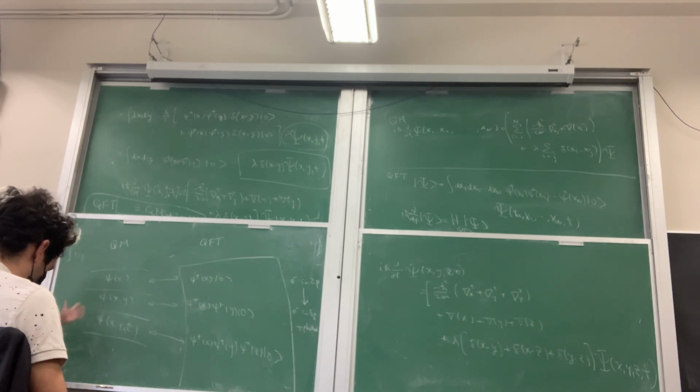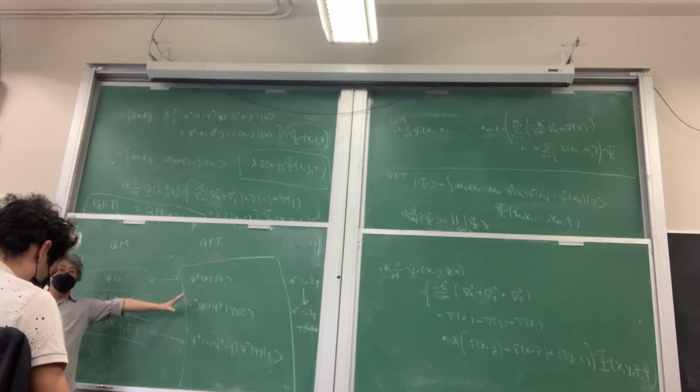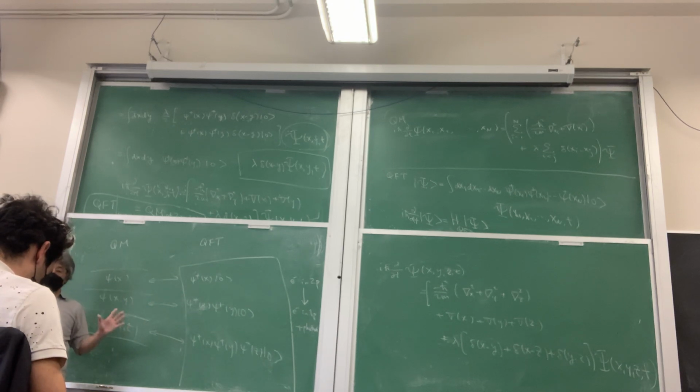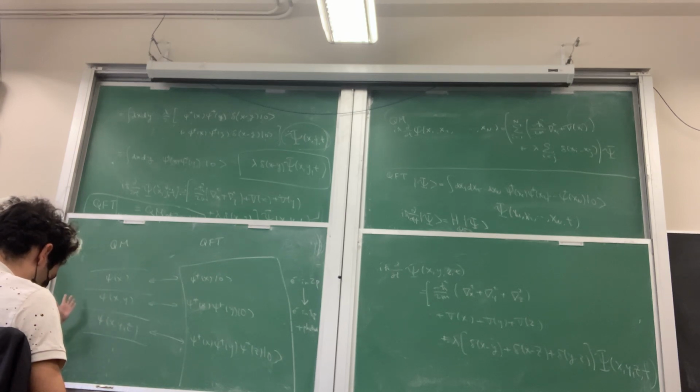So I'm just repeating myself: quantum mechanics and QFT are identical as long as you are dealing with a fixed number of particles. But because we will need to talk about a process where the number of particles can change, we will need to talk about linear superposition of states with different numbers of particles. We have to go to QFT to describe that kind of situation, which you can never do in quantum mechanics. So that's the main message here.